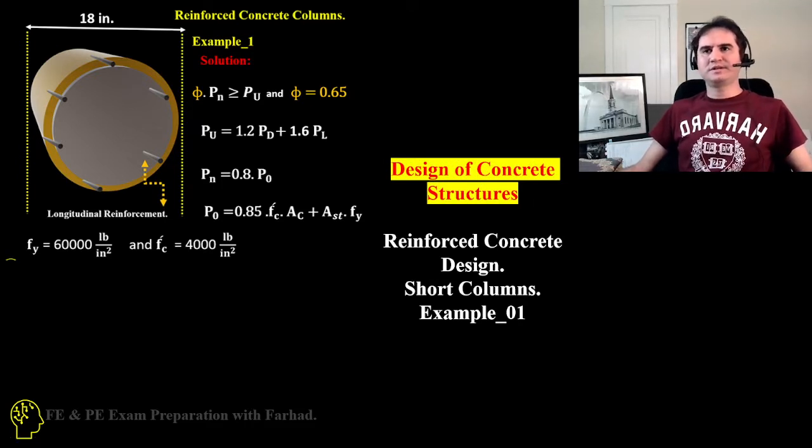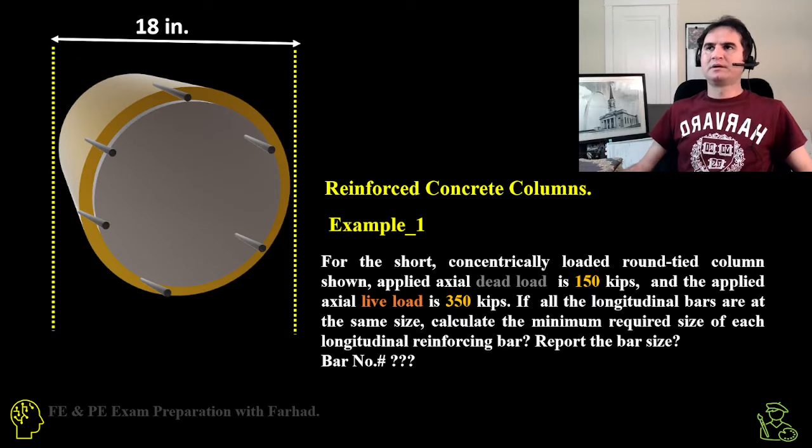Design of concrete structures, reinforced concrete design, short columns, example number 1. In this example, we have a short concentrically loaded round tied column shown in the figure, which is handling a dead load of 150 kilopounds and a live load of 350.